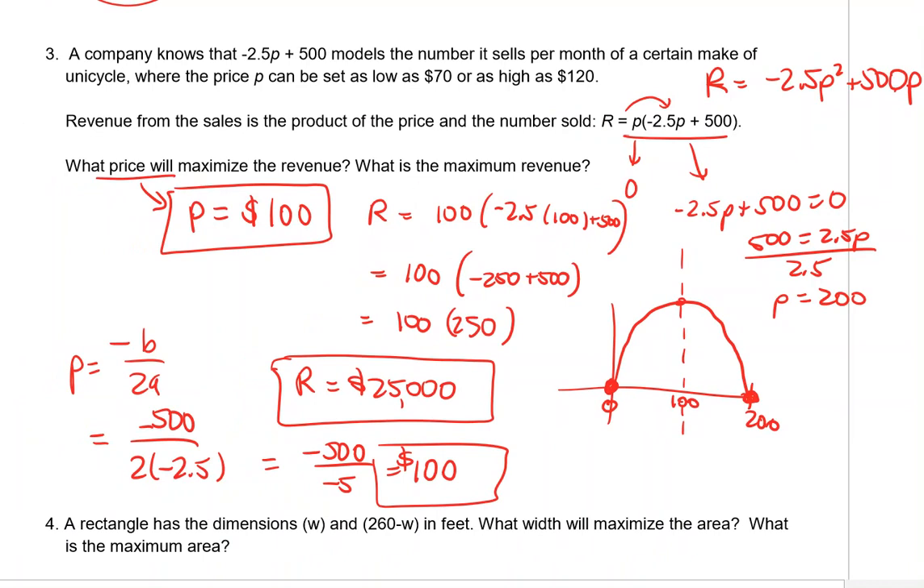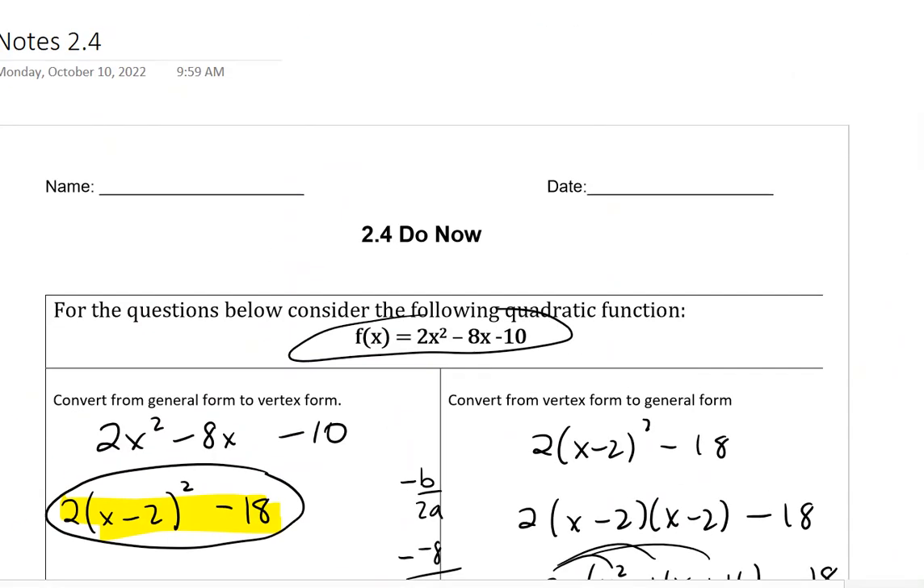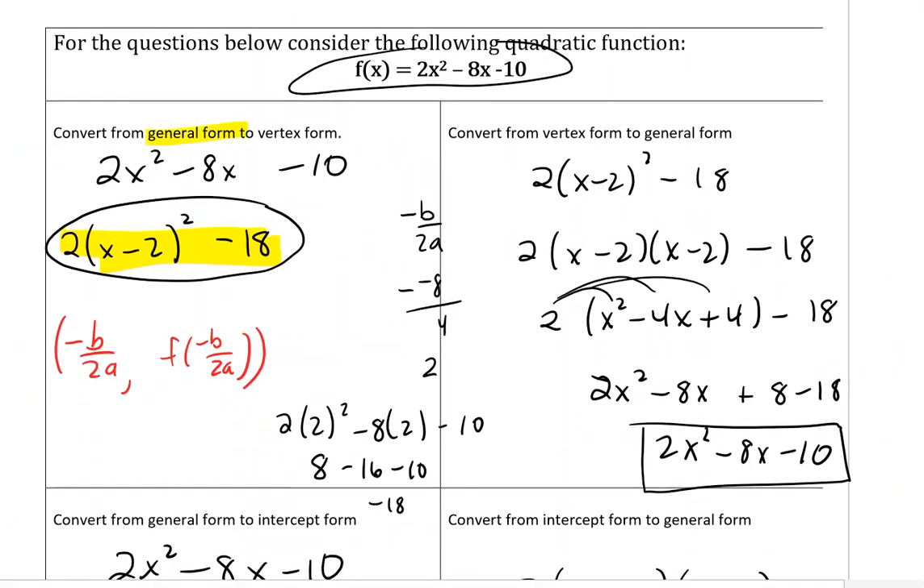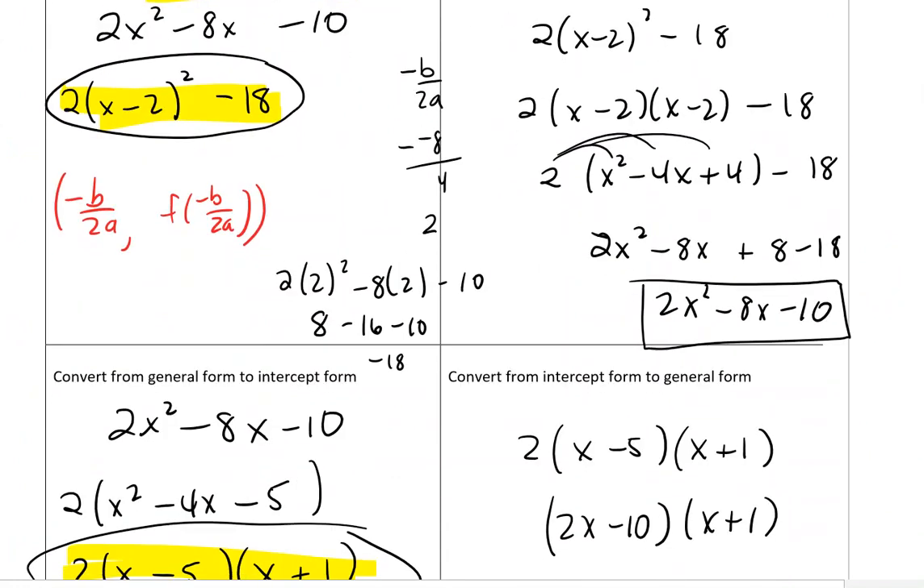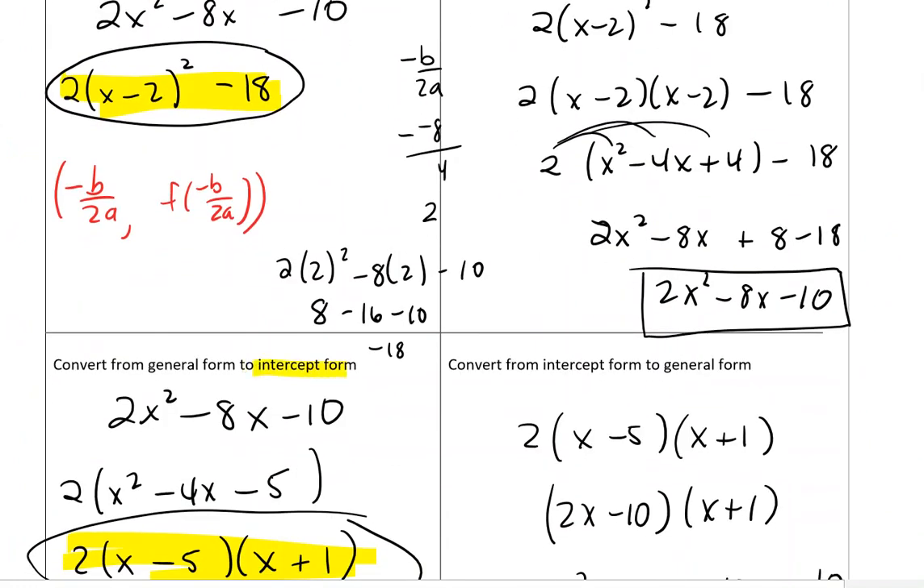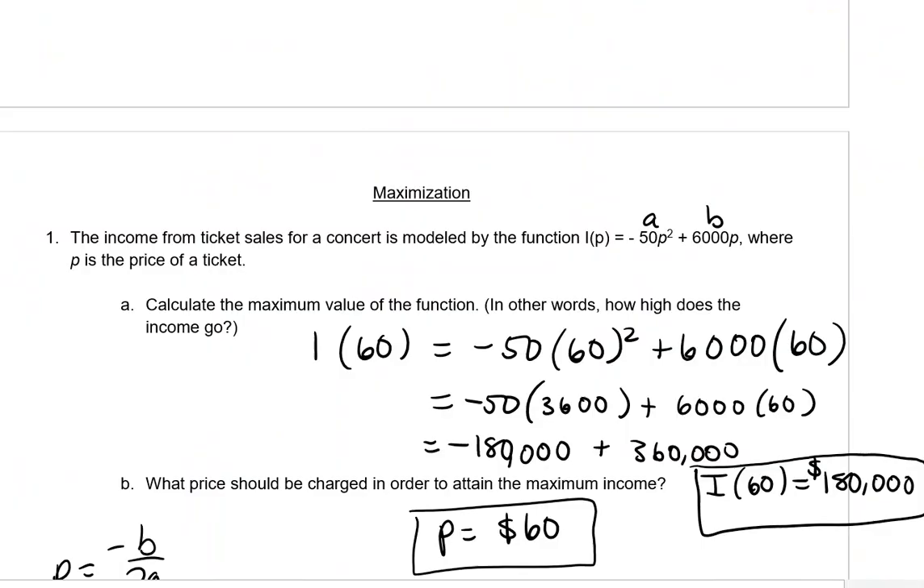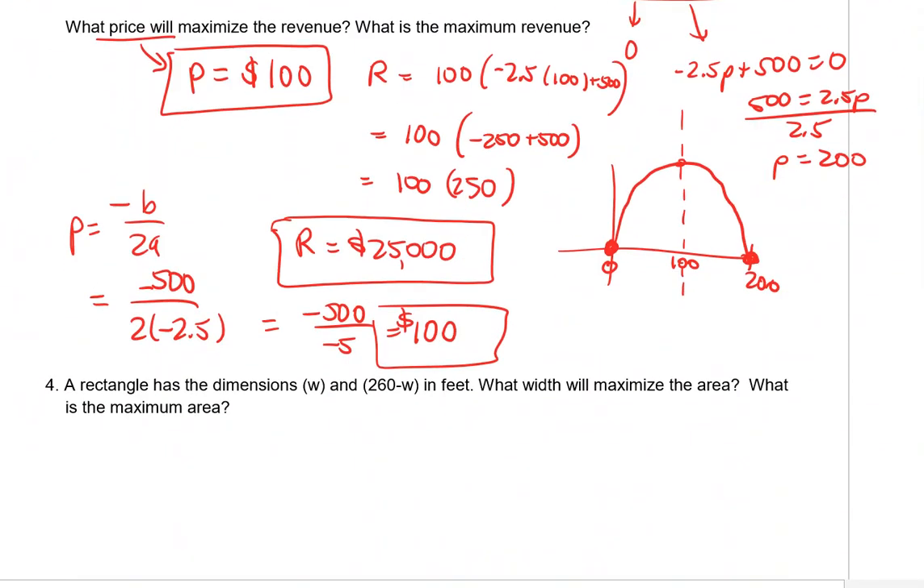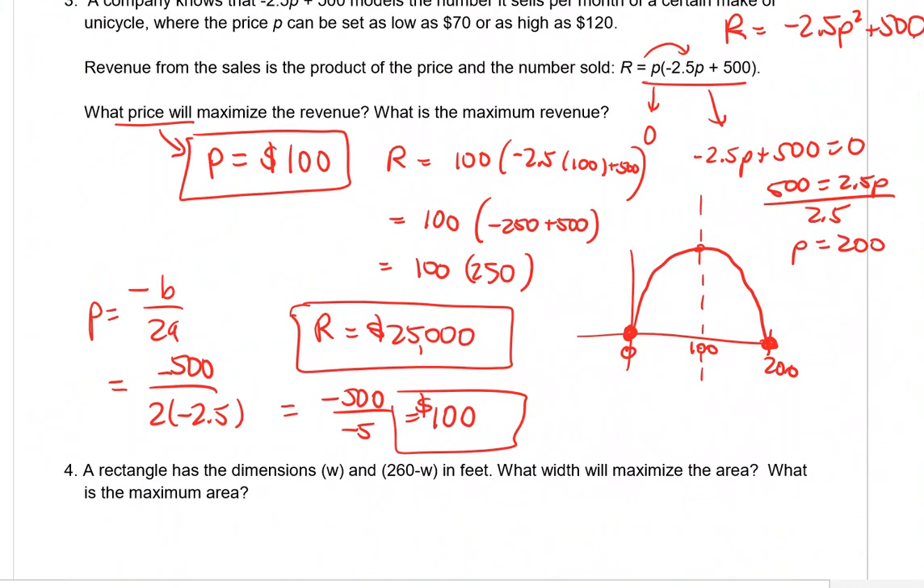And depending on what format, tie back to that do now, general form, negative b over 2a is awesome. Vertex form, read the vertex off of it. Intercept form, find the average of those intercepts. Having that flexibility to use the method that makes sense for that problem is a really cool thing. And I think that's something awesome about math.